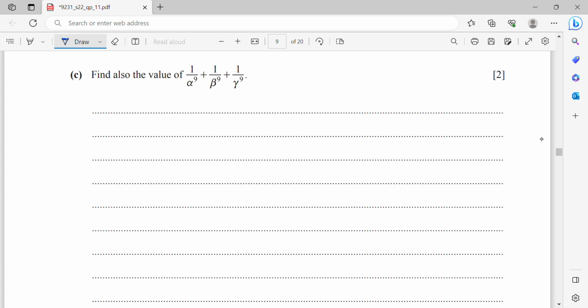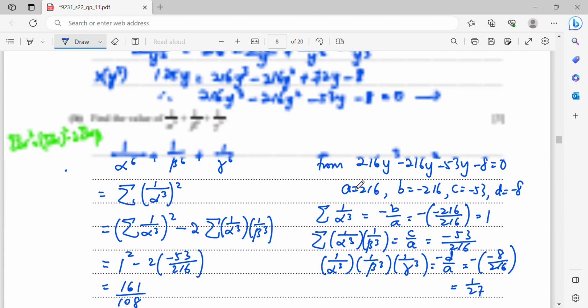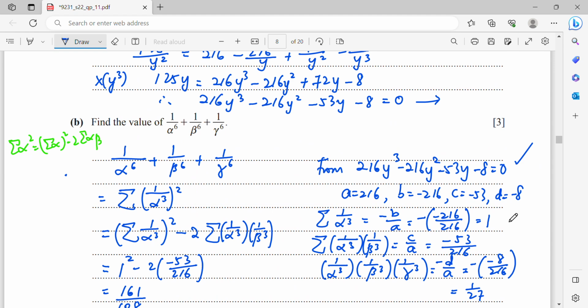Okay, C. Find also the value of 1 over alpha degree 9 plus 1 over beta degree 9 plus 1 over gamma degree 9. We know that y equals 1 over alpha cube. So 1 over alpha degree 9 means that is y cube. In order to get the sum of the y cubes, I will refer back to the cubic equation that we have formed.